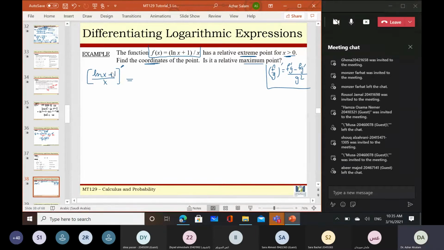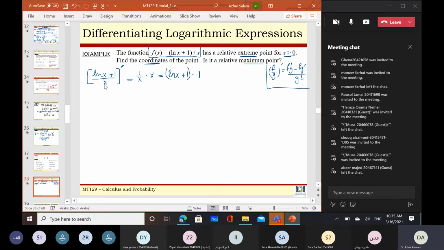So I will differentiate the first function, which is ln x plus 1. The derivative of ln x is 1 over x, plus 1, its derivative is 0. Then multiplied by the second function, which is x. Then minus. This is f dash, and this is g. Then here I will write the same function f, which is ln x plus 1, multiplied by g dash, which is 1.